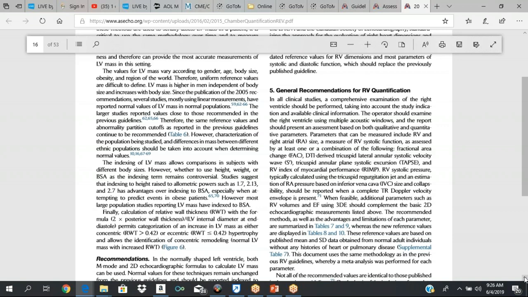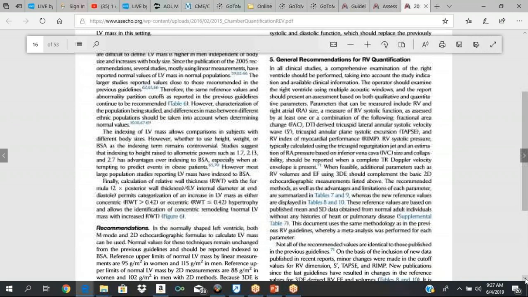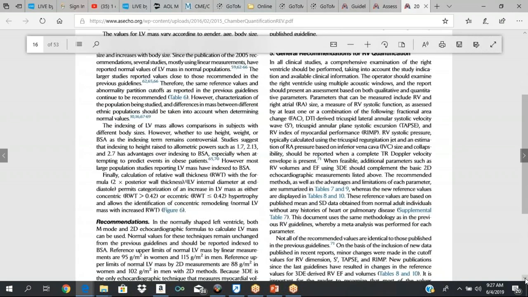The recommended methods, as well as the advantages and limitations of each parameter, are summarized in tables 7 and 9, whereas the new reference values are displayed in tables 8 and 10. These reference values are based on published mean and standard deviation data obtained from normal adult individuals without any histories of heart or pulmonary disease. And then there's a supplemental table 7.